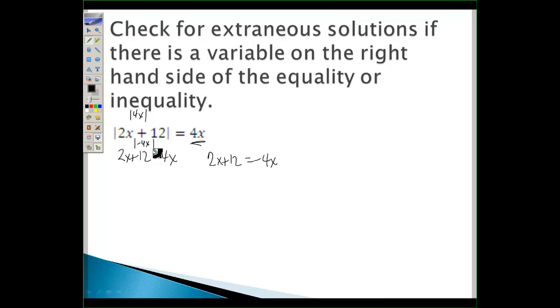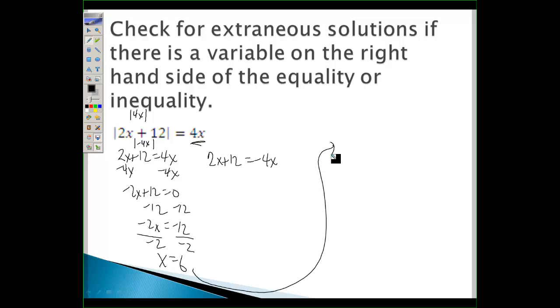Do a little algebra here. I like all my variables on the left-hand side. Do a little algebra. X must equal 6. There's one solution. Before we go on to the next part, let's see if this is an extraneous solution. That means if I plug it in and it doesn't work out, it's no good. I can cross it out. So let's plug that in over here on the side.